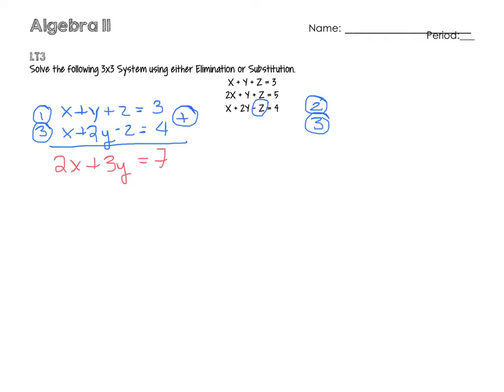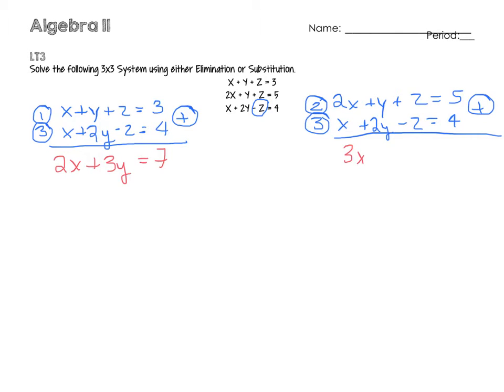Okay. Then over here in my second pairing, equation 2 is 2x plus y plus z equals 5. Equation 3, once again, is x plus 2y minus z equals 4. Once again, I'm going to add these two because it's very clear that my z is going to cancel out. 2x plus x is 3x. Y plus 2y is 3y. Z plus negative z cancels out, and 5 plus 4 is 9.